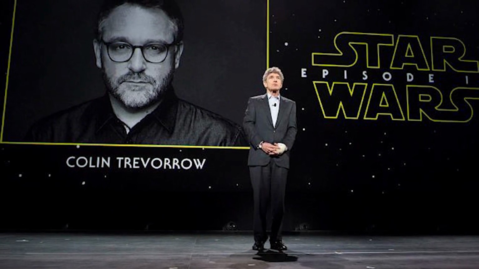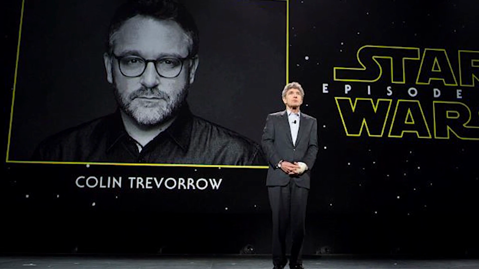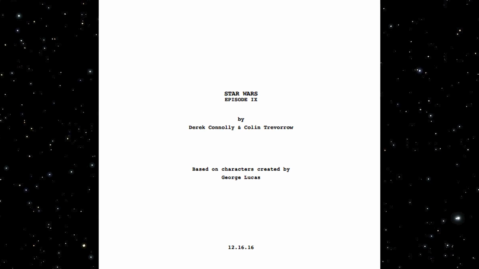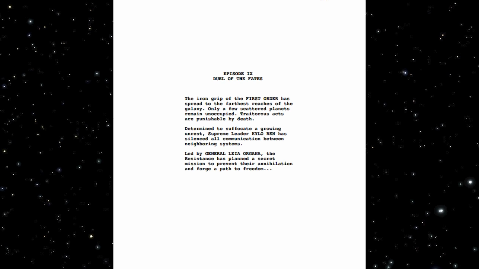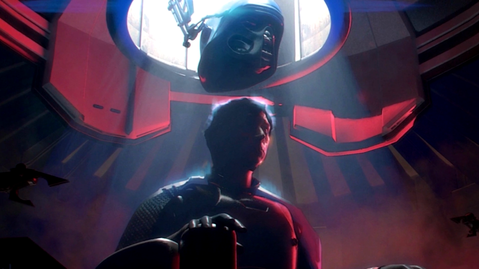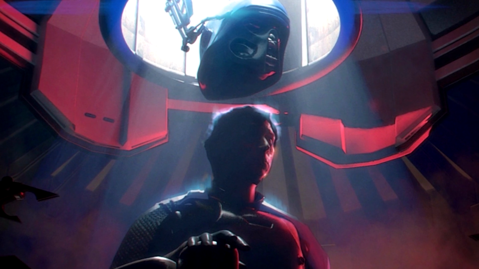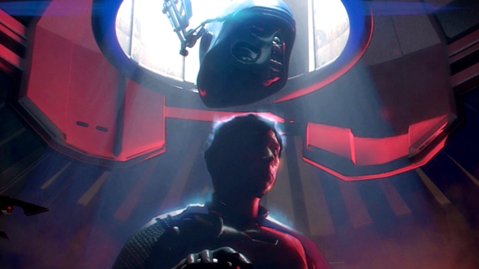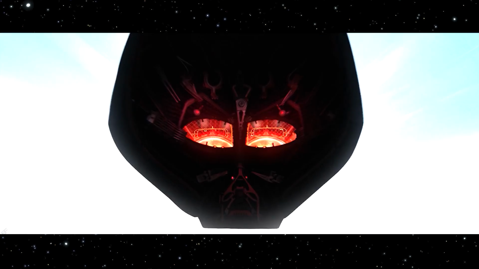In Colin Trevorrow's leaked script for his version of Episode 9, Duel of the Fates, written prior to the director leaving the project in September 2017, Kylo Ren gets horribly injured and has to undergo painful surgery to repair what's left of him, and gets a new mask to cover his badly burned face, much like his grandfather Vader in Revenge of the Sith.